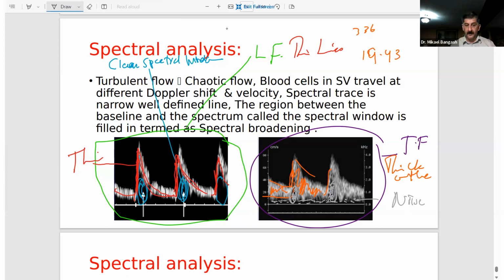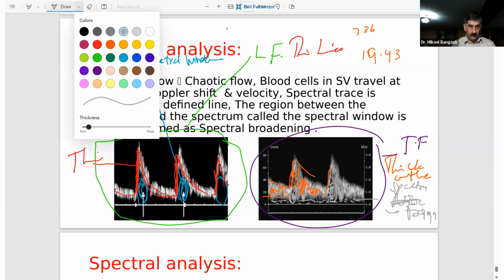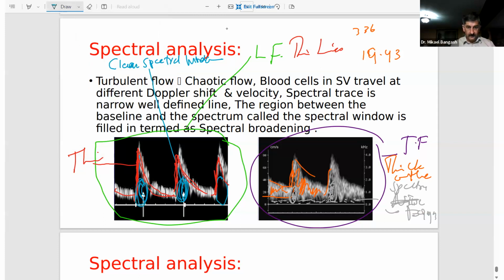Or you can say the spectral window appears foggy. Whereas over here, what did we say? The spectral windows, they were clear. Did you guys get that?